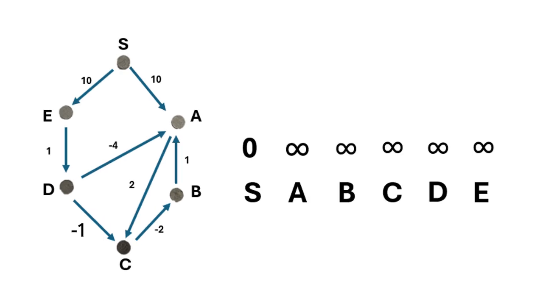S will be our starting node. To begin, we'll make a table on the right to keep track of the distances. We set 0 as the distance to S and infinity for the rest of the nodes. We're ready for our first iteration.